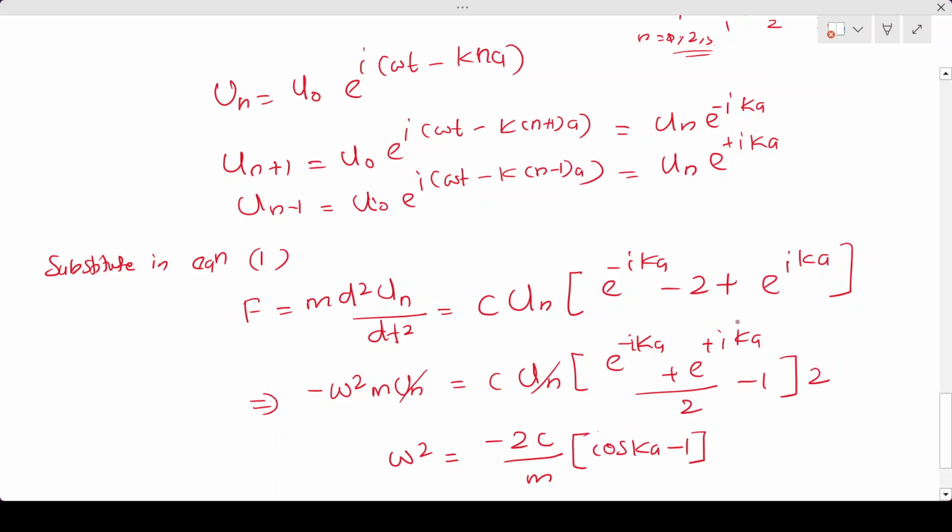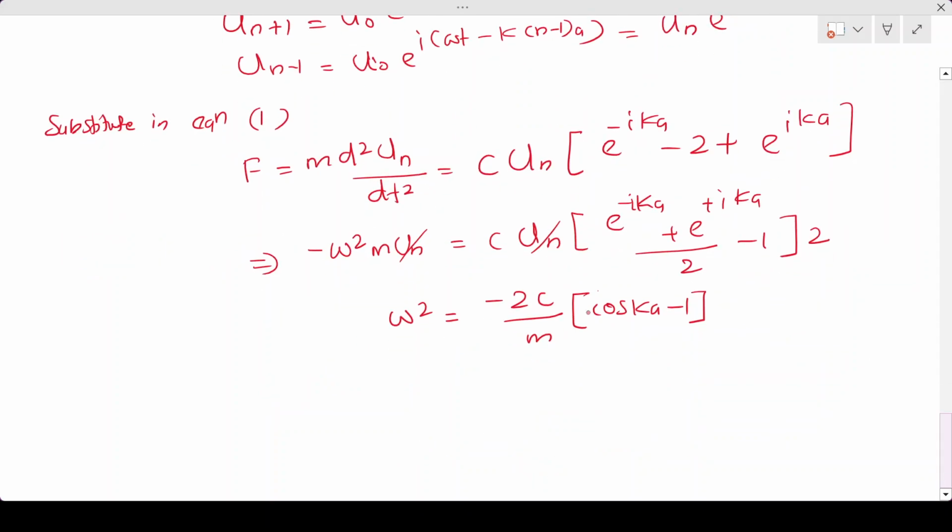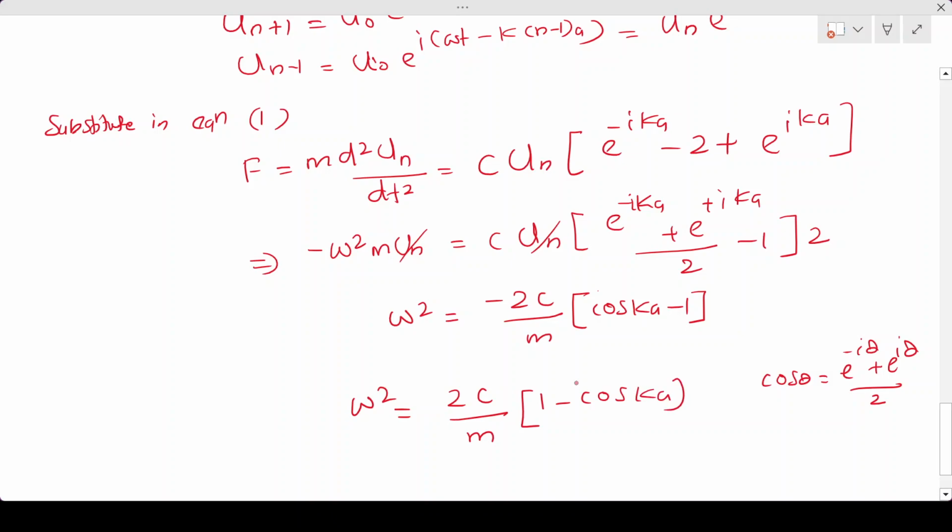How cos ka? Because you know that e raised to minus i theta plus e raised to i theta divided by 2 is cos theta. It's a relation that you already know. Here theta is ka, so you can get cos ka minus 1, and you'll get this equation like this. Okay, and there's also a minus here, so this equation omega square you can write as 2C by m times 1 minus cos ka. If you multiply this minus into this bracket, you'll get 1 minus cos ka. Like that you can get this solution.